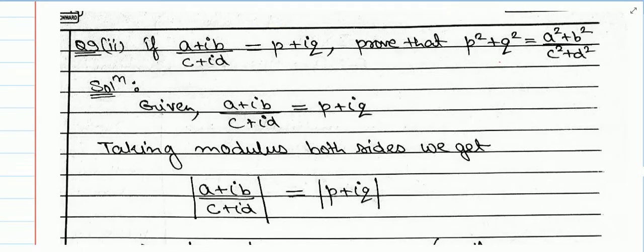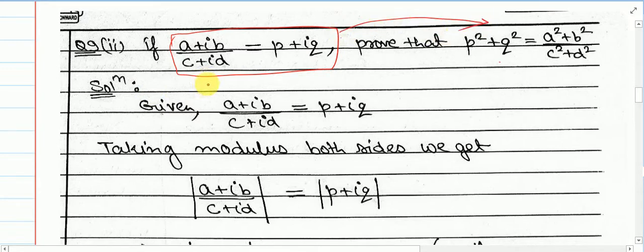Good morning, everyone. So, today we are going to start with question number 9.2. Here it says a plus ib upon c plus id is equal to p plus iq. Prove that p square plus q square is equal to a square plus b square upon c square plus d square. So, we need to use this to prove this one.